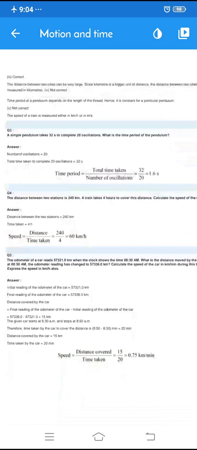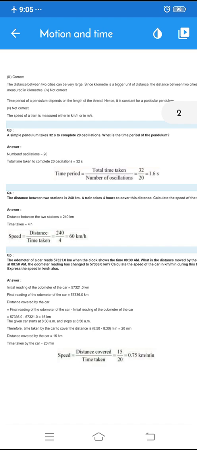The speed of the train is measured either in kilometer per hour or in meter per second, not in meter per hour. And the time period of the pendulum, it may not be constant for a particular pendulum. The time period of the pendulum depends on the length of the thread which you take. Hence it is constant for a particular pendulum.